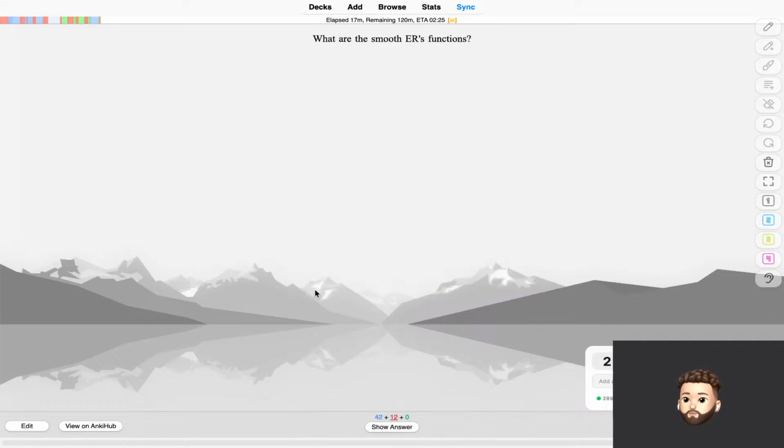Okay. What are the smooth ER's functions? It's going to be responsible for lipid synthesis, detoxification, and packaging and transport.